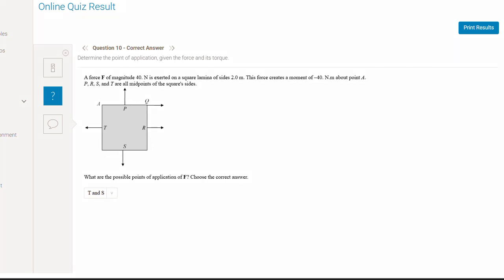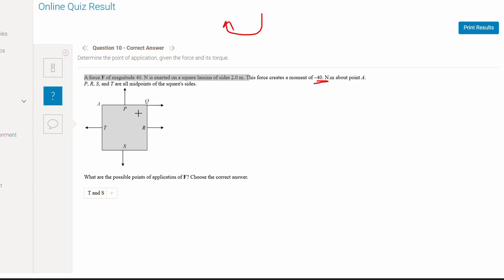Okay, so we have a force F of magnitude 40 newtons exerted on a square lamina of sides 2. So you can just basically say this is 2, this is 2, this is 2, this is 2. And here they say P, R, S, T are all midpoints. So this is 1, this is 1, this is 1, and so on. This force that they exerted creates a moment of negative 40. What does negative tell you? That means it is in the clockwise direction. So it's going to be this way, clockwise.